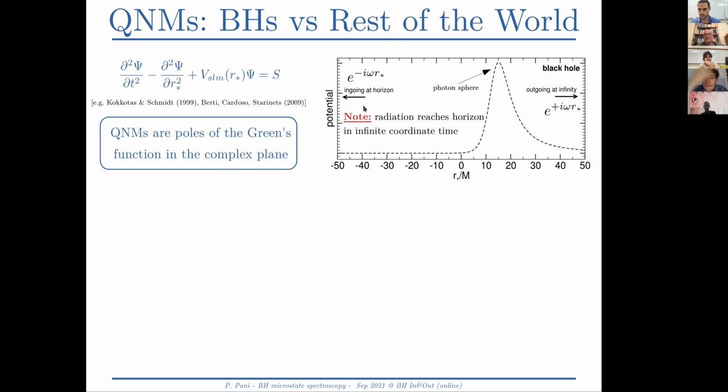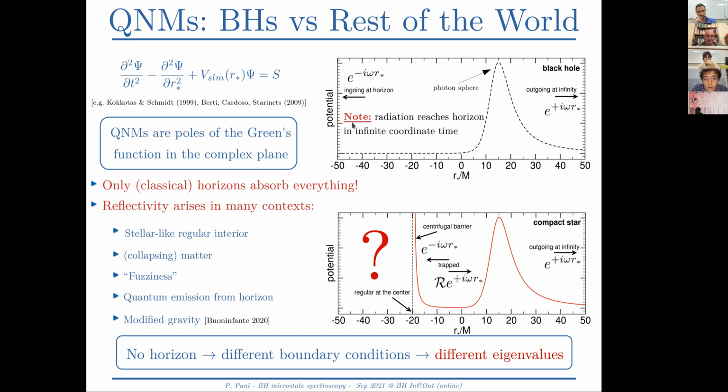An important point, which is almost trivial but important to remind, is that radiation takes infinite coordinate time to reach the horizon in this coordinate. And this already tells you that the boundary conditions at the horizon cannot really be a discriminator because, in principle, perturbations take infinite time to get there. And in fact, what I will show is that the quasi-normal modes are mostly related with this photon sphere barrier rather than the horizon boundary conditions. And an important point is that the moment you sort of modify the classical horizon picture in any way, it can be, I don't know, a regular stellar-like interior or matter, maybe collapsing matter, or fuzziness of the spacetime, or modified gravity, and for example, look at some paper on this.